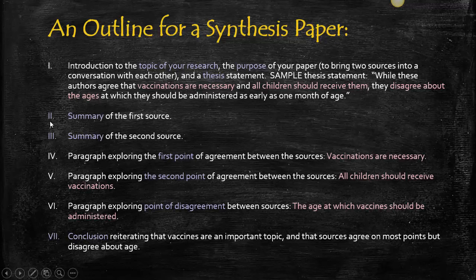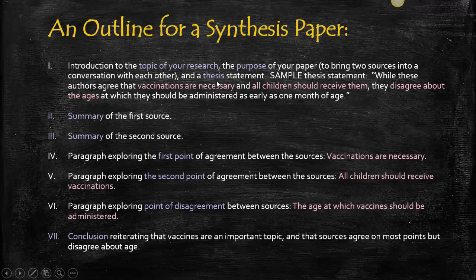Then your next paragraph will be a summary of your first source, where you introduce the source, the author, and just the main points. Okay, summarize the main points of that source. The next paragraph will be a summary of your second source. And then the remainder of your paper will be your synthesis. Your thesis statement should have already set up a structure for that synthesis where you've identified the points that you're going to talk about.